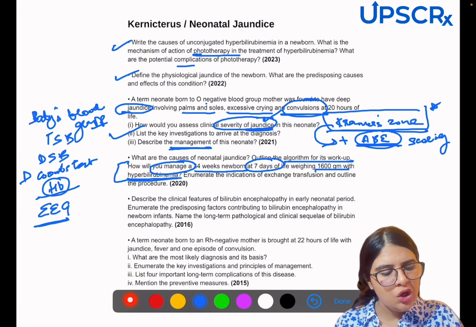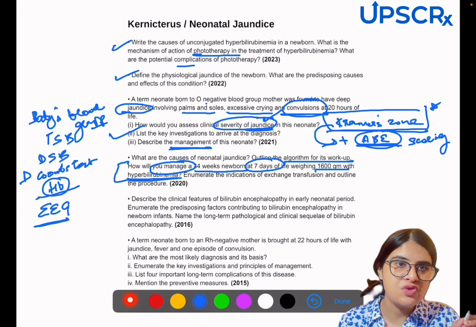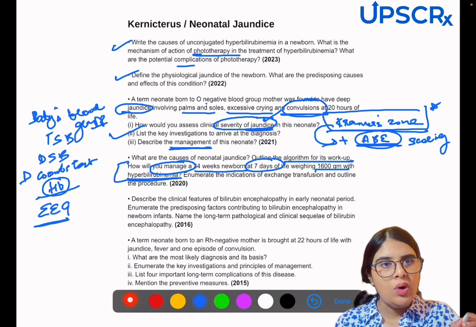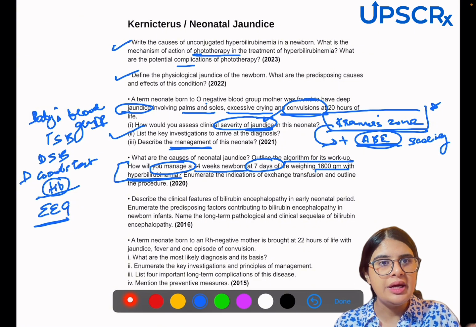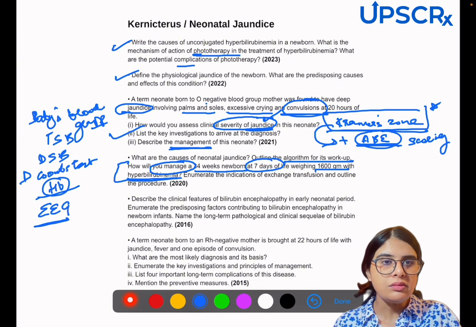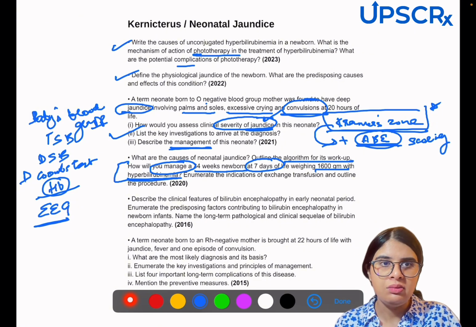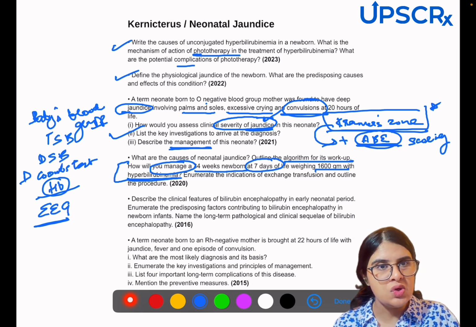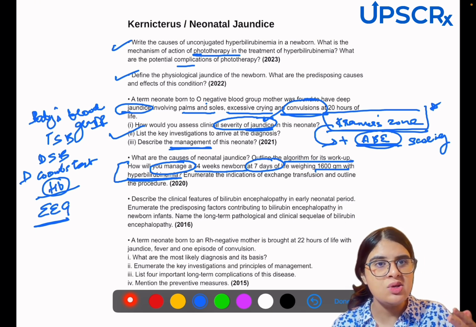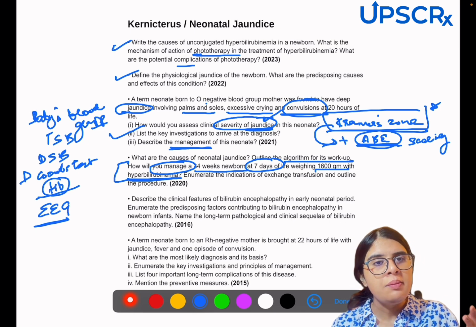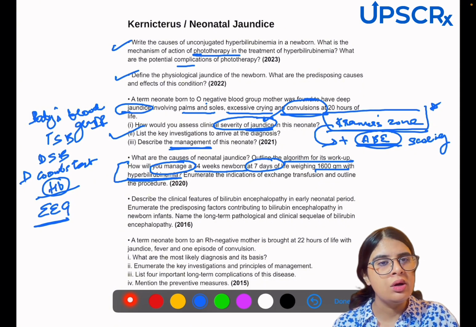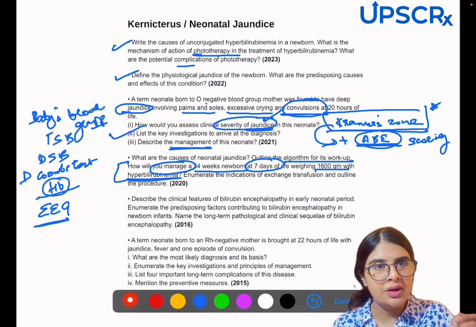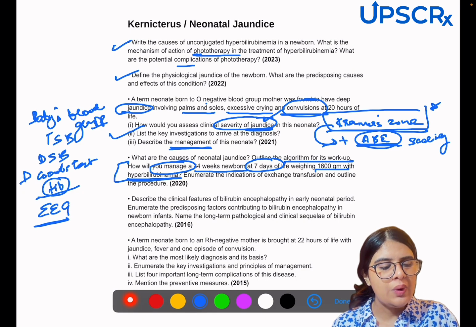Okay. Enumerate the indications of exchange transfusion and outline the procedure. So indications of exchange transfusion, you know. What are the indications? Severe hyperbilirubinemia, acute bilirubin encephalopathy, right? And severe RH incompatibility, right? All these are indications. And then we studied that in cases of RH incompatibility, if the cord bilirubin is more than 5 or if cord hemoglobin is less than 10, then you will go for exchange transfusion. So this is written in the guide, so you should write this and outline the procedure.